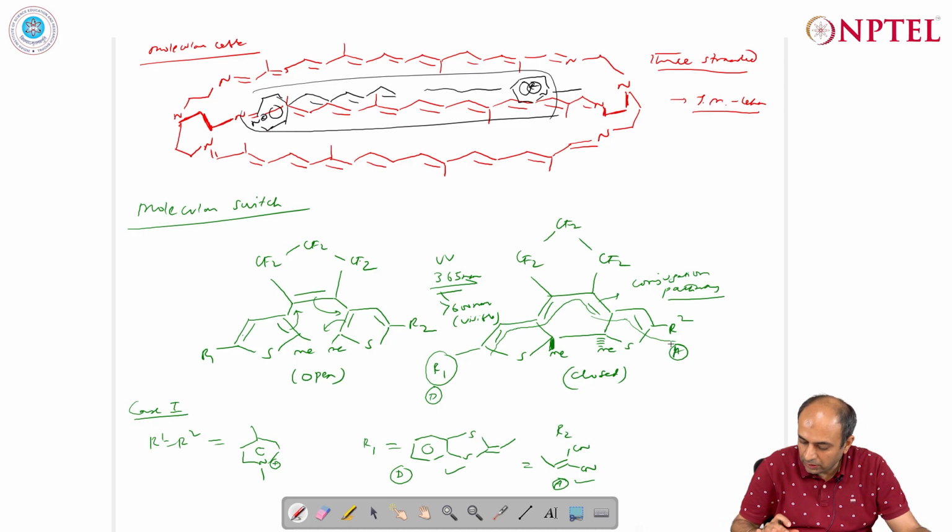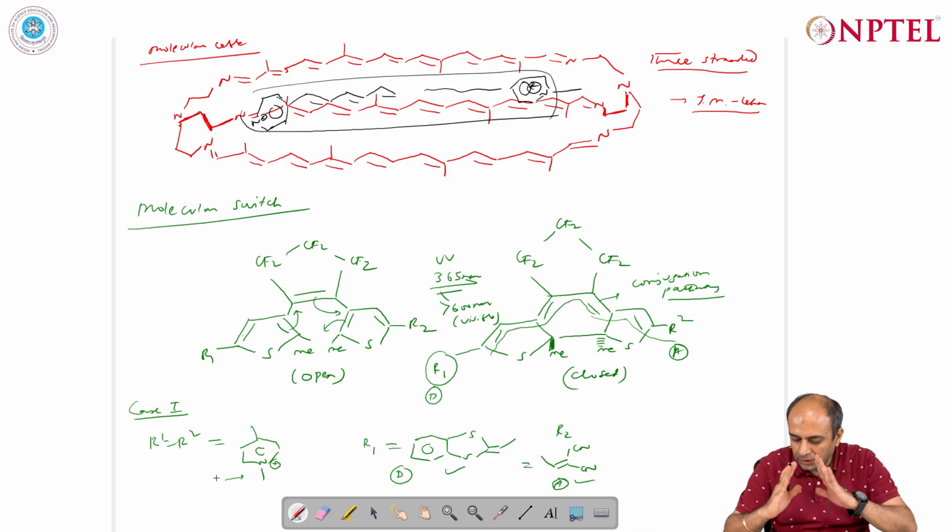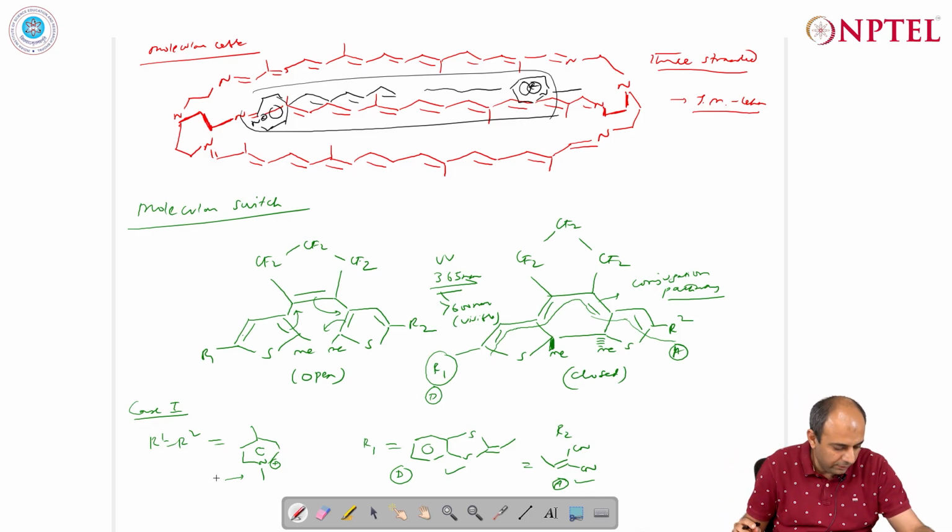And also when R1 and R2 are the same, for example, here both of them are positively charged, this conjugation pathway effectively insulates the two positively charged species as well, that is they stay away from each other in the case of case 1 where both are positively charged.